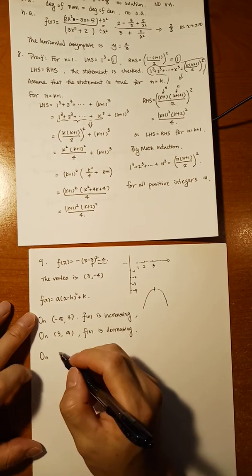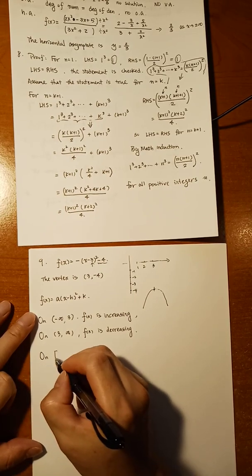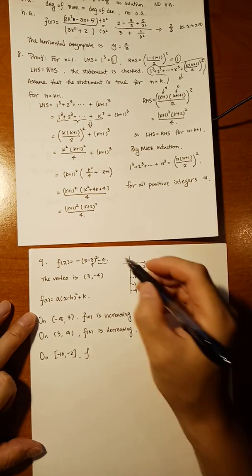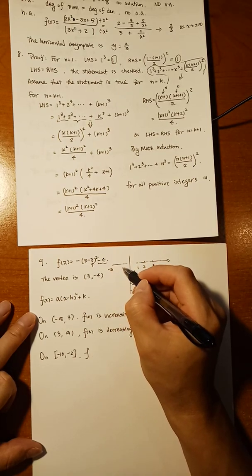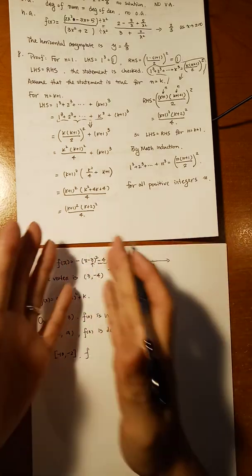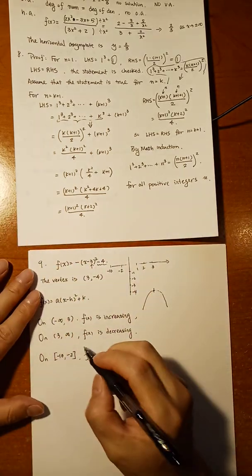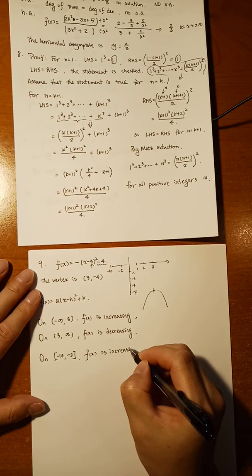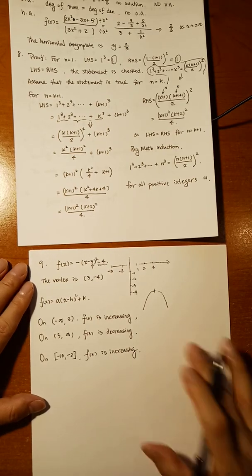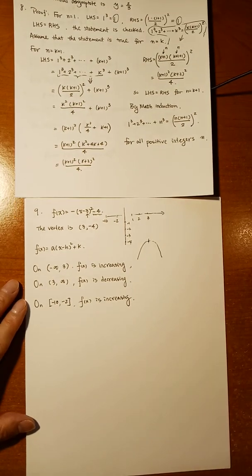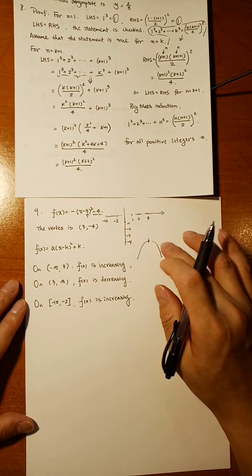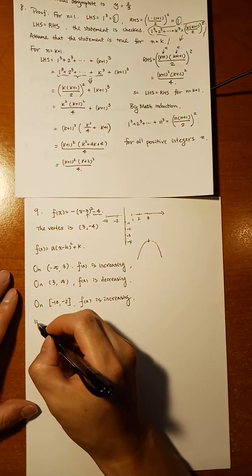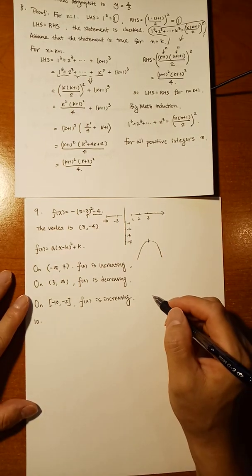On the given interval, what is the given interval? Negative 10 and negative 2. Where is negative 10 to negative 2? It is here. This place is very, very low, so f(x) is, of course, increasing. Okay, that's it. Don't get the wrong opening. If you get the wrong opening, you will have the wrong answer.